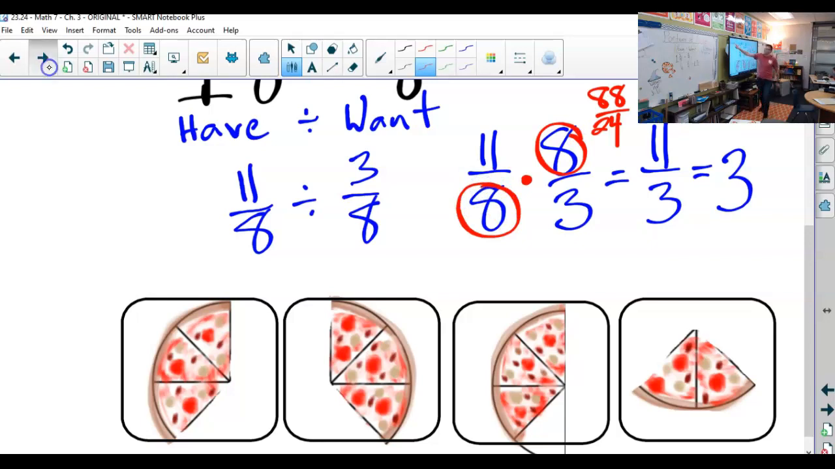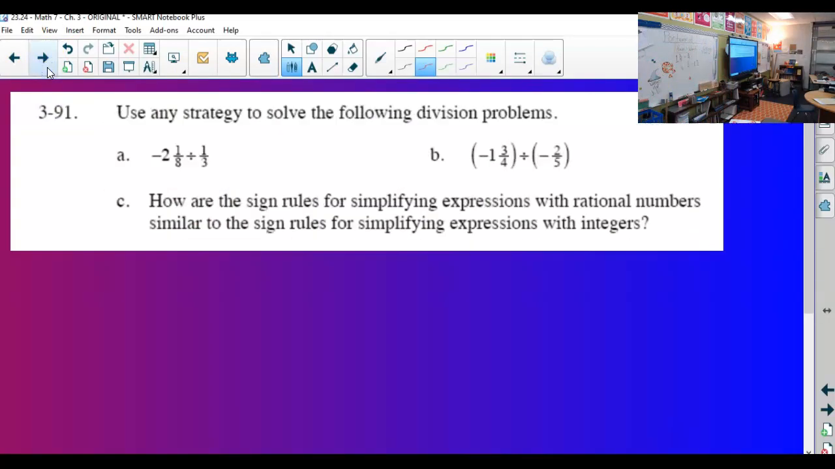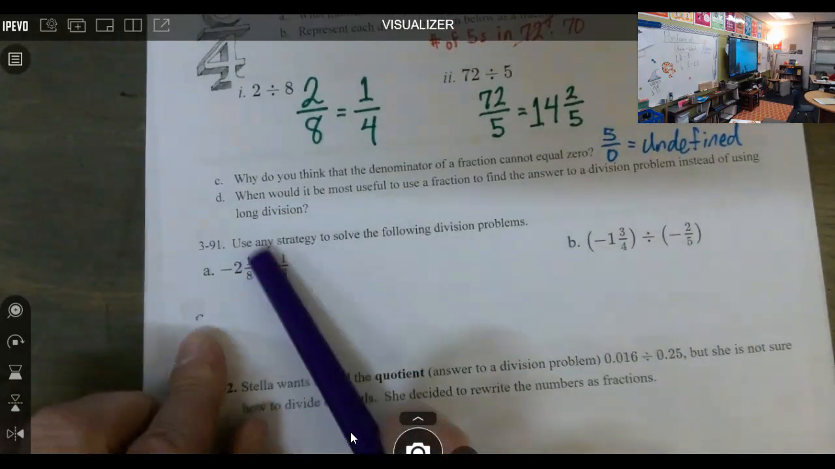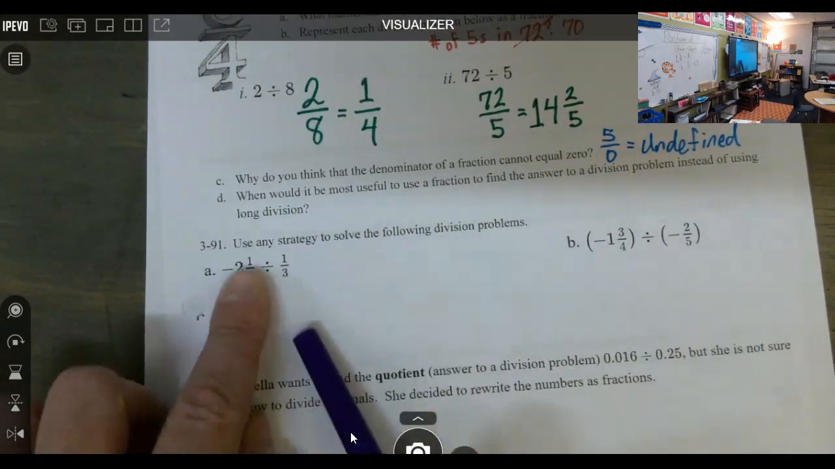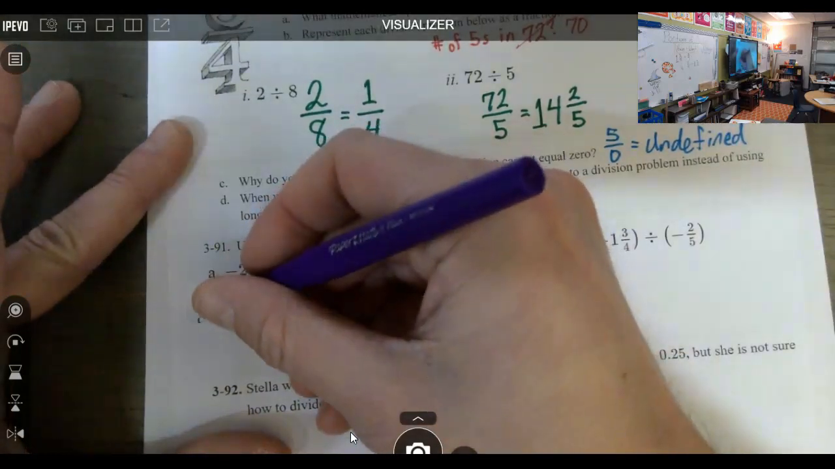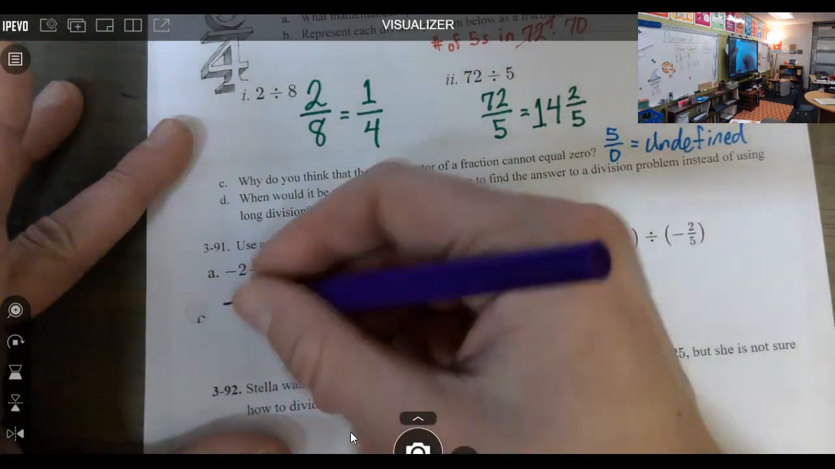Let's do one that doesn't cancel. Okay. 2 1/4. Actually, I made this one cancel also. On your paper, look at 91. Let's start by making this improper. And since it's negative, where's the better place to put the negative? On top. On top, so negative 2 times 8, 16, plus 1, 17.